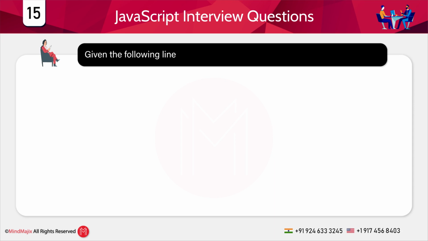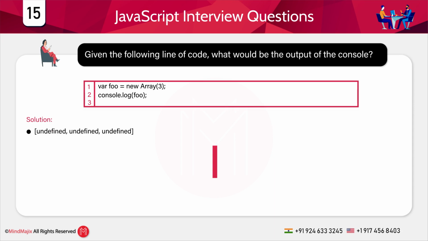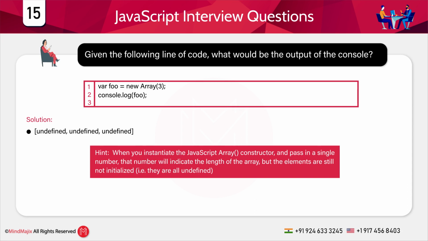Given the following line of code, what would be the output of console? foo is equal to new Array(3). So it is an empty array having the length 3. Then console.log foo. As it is an empty array but it occupies 3 memory locations, for each location the value is undefined. So it gives the values undefined.